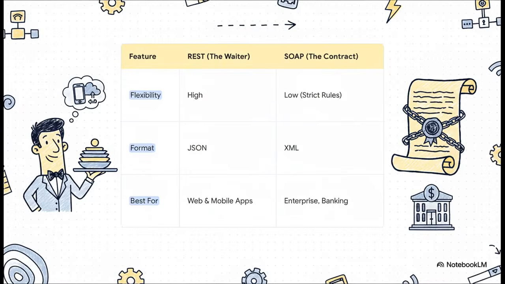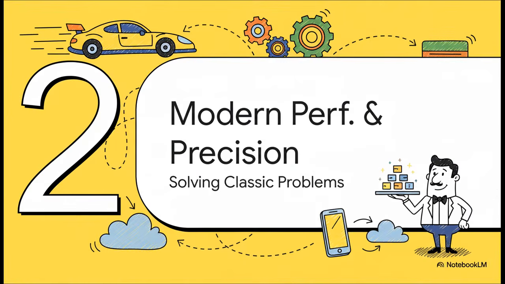REST is all about flexibility. It uses that lightweight JSON format, which makes it absolutely perfect for fast-moving web and mobile apps. SOAP, on the other hand, is rigid. It uses a much stricter format called XML, and it's the go-to for big enterprise systems. Think banking, healthcare, anywhere that security and rock-solid reliability are just completely non-negotiable. Now, REST and SOAP are powerful for sure, but they have their limits. And that's exactly why the next generation of APIs came along.